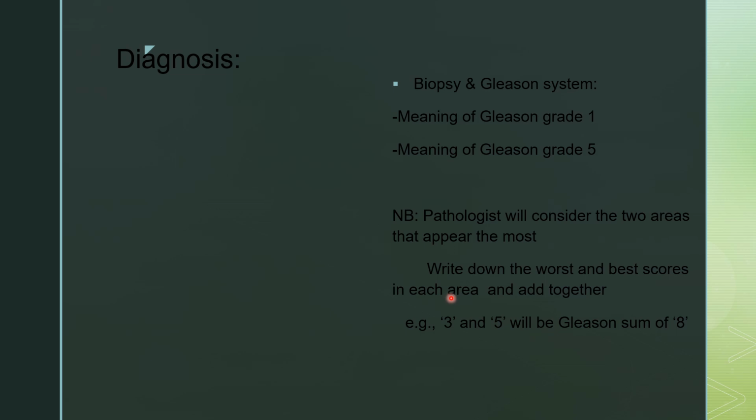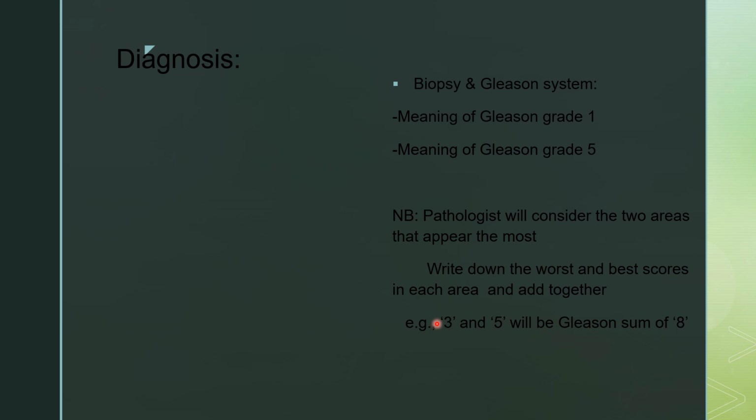The worst will be written first. If grade 5 is appearing most, that is pretty bad. And if grade 3 is appearing less, that is not good. So someone with Gleason's sum grade 8 and another person with Gleason's sum grade 8 may not likely have the same prognosis. Let me repeat and I'll move on from here.